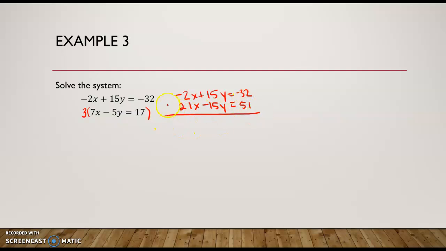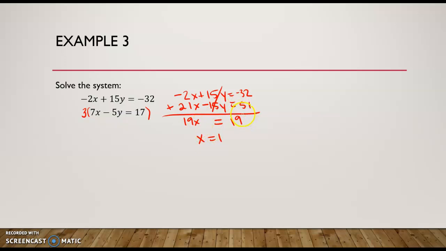From here, we add together. So 21 minus 2 is 19. So I have 19x. My y's will go away. And 51 minus 32 is also 19. Divide both sides by 19 and x will equal 1.